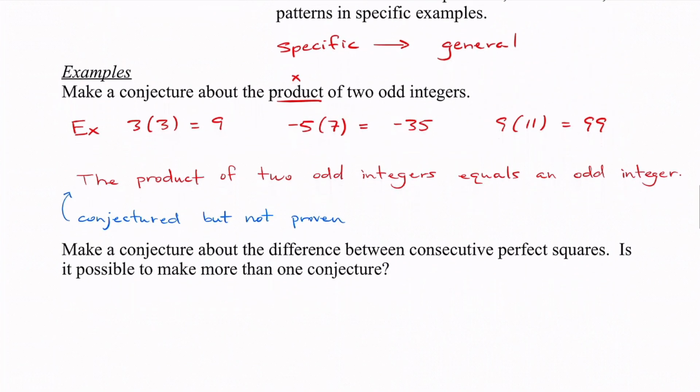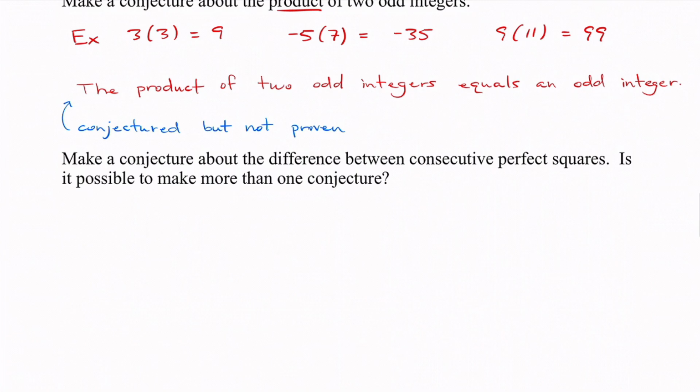Moving to the next one, it says make a conjecture about the difference, which means subtract, between consecutive perfect squares. So difference means subtract, consecutive means one right after the other, and perfect squares are like 1, 4, 9, 16, 25, and so on. Those are your perfect squares, like 1 squared, 2 squared is 4, 3 squared is 9, and so on. It then says, is it possible to make more than one conjecture?